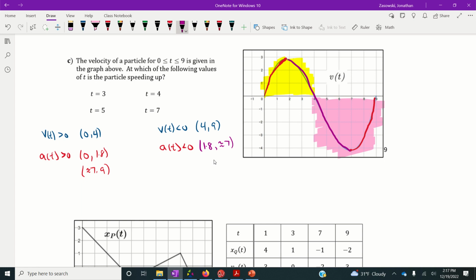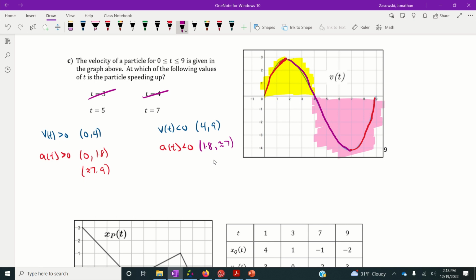So we want to pick a number that demonstrates what's going on here. We can see that 3 doesn't work, right? Because the velocity here is positive, but the acceleration is negative. So this is out. 4 doesn't work because the velocity is actually equal to 0. And 7 doesn't work because this point is a little bit outside of that.